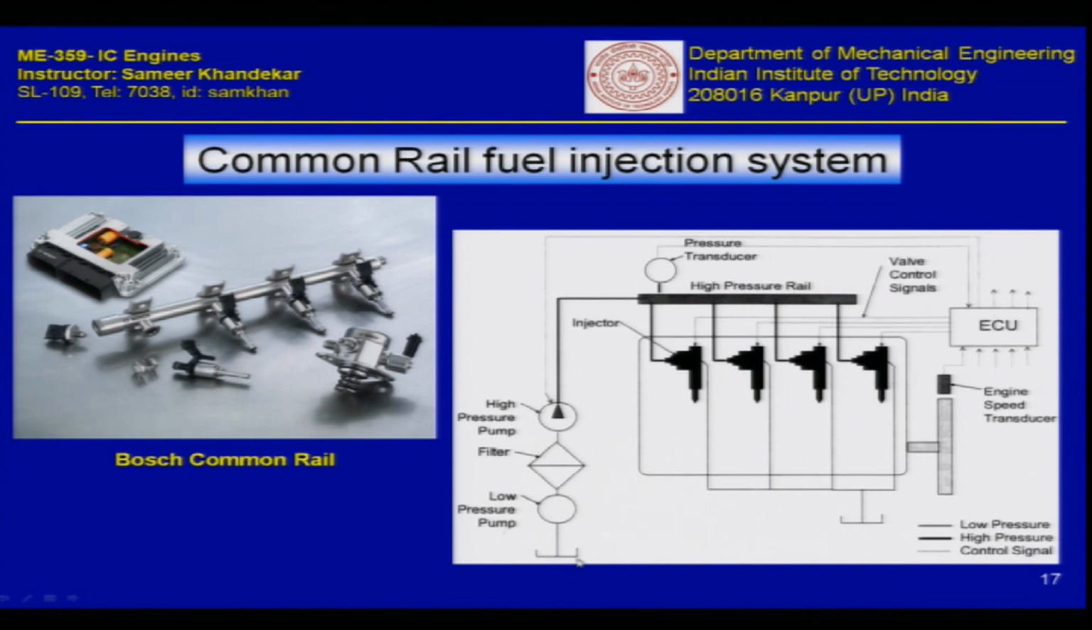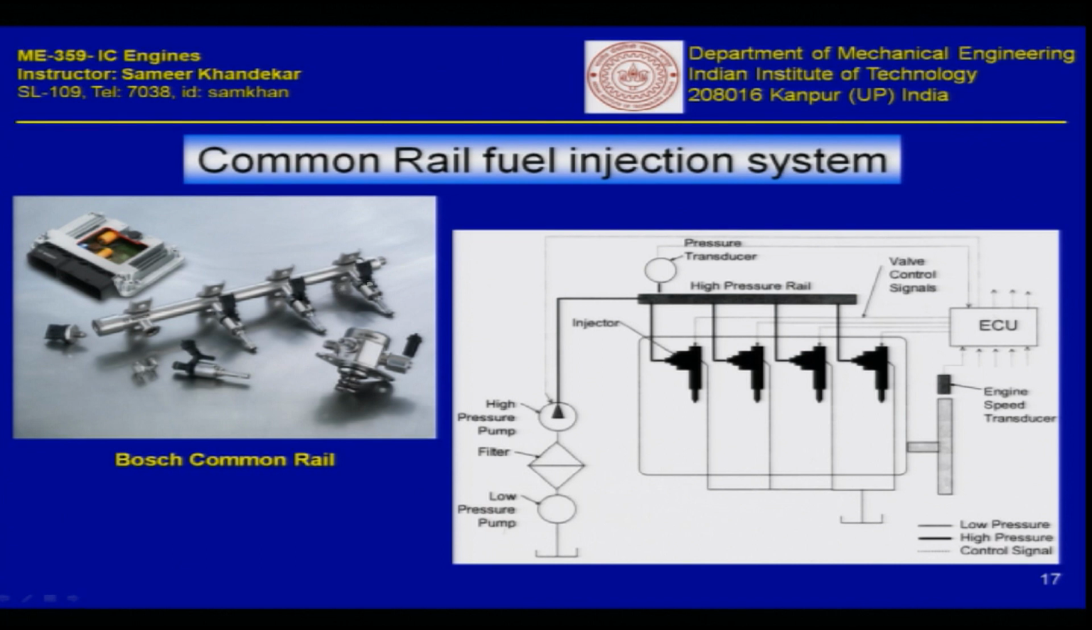You have a fuel tank, you have a low pressure pump. From the low pressure pump you will pass through a primary or a secondary filter. From the filter there will be a high pressure pump. This high pressure pump will also be getting signal from the ECU, for example, and then it will inject, it will give high pressure line, and this high pressure pump, you can even see a photograph here.